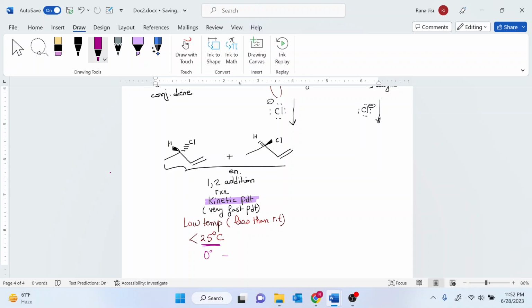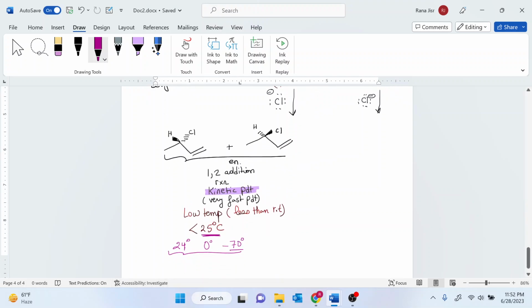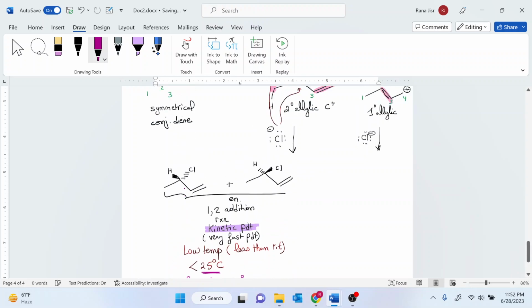whether it's a negative 15, negative 70 degrees, whether it is 24 degrees. All of those are considered to be less than room temperature, and those are going to favor the kinetic product. The kinetic product is the 1,2 addition product, and that is going to be your major product at low temperature. So it all depends on the condition of the reaction.